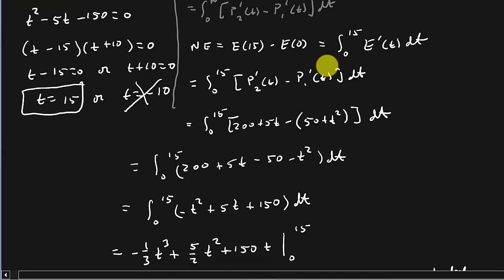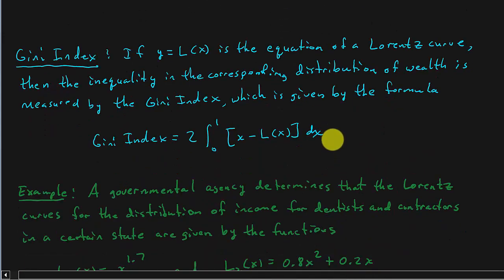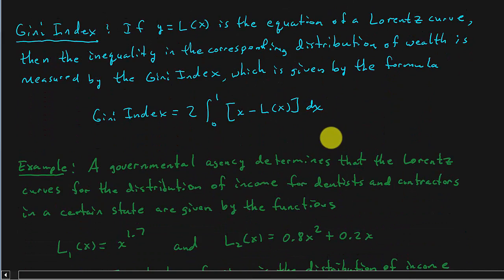Now we have the Gini index. It says if y equals L of x is the equation of a Lorenz curve, then the inequality in the corresponding distribution of wealth is measured by the Gini index, which is given by the formula: the Gini index is 2 times the integral from 0 to 1 of x minus L of x dx.